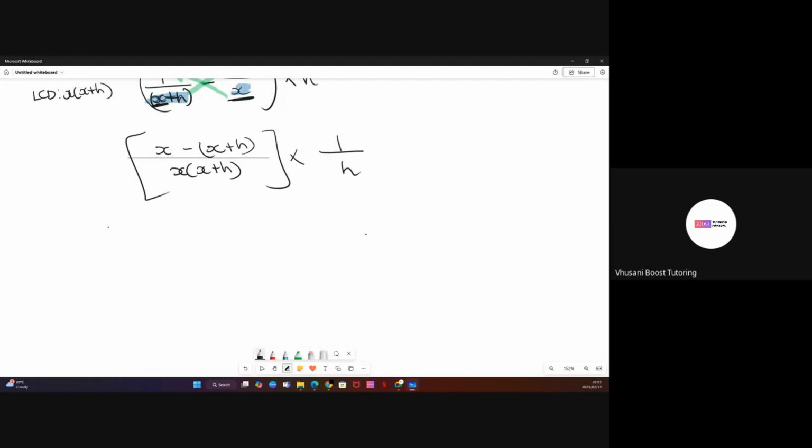Let's quickly finish up. We have x minus x, which will cancel out. And then in the numerator, we'll just have a negative h divided by x multiplied by x plus h. This is going to be multiplied by 1 over h. Then I hope you guys agree that we can cancel these h's out. We can cancel those two h's out. Are you guys okay with that? Just put a thumbs up.